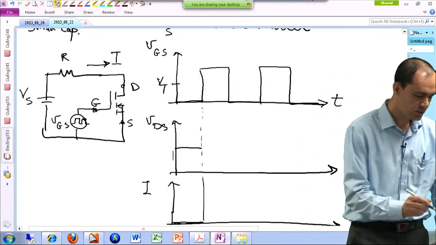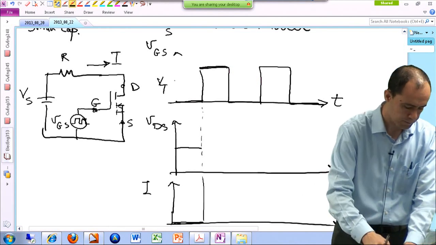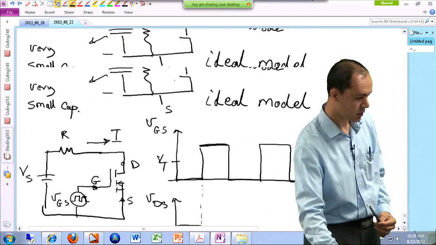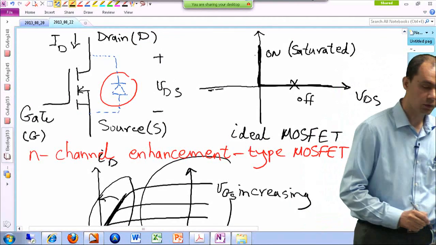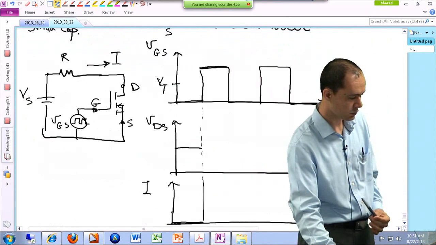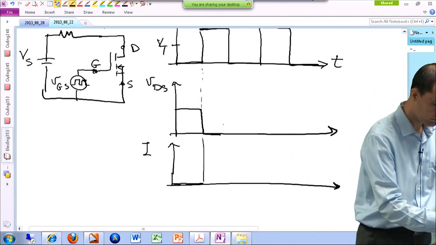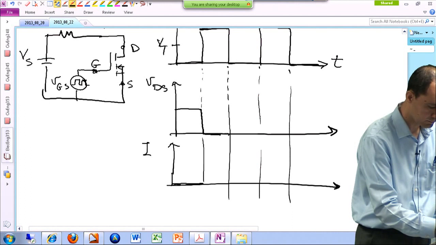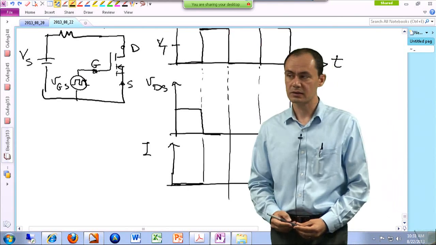All right. Now, as soon as we apply some voltage from gate to source, which is larger than this threshold, the device is going to turn on. And if the device turns on, as you can see, it behaves like a short circuit. If the device is on, there won't be any voltage drop across the component as long as the current is positive. All right, so let's see that. So the voltage drop is going to jump to 0.